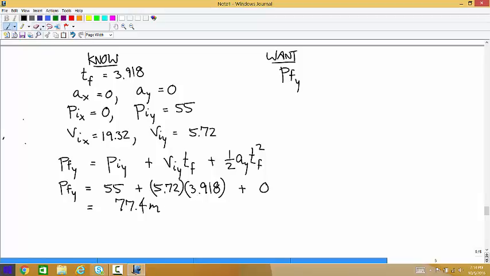That's the bulk of this question, but it asks how much higher the thing is than when it was released, how much higher it's gotten in that time. And at the start of this interval, its height was 55. So it got 77.4 minus 55, which is 22.4 meters higher. So basically that's the displacement. Yeah, that's the y component of the displacement. That's a good way to think about it.